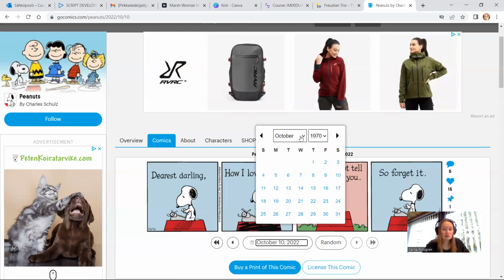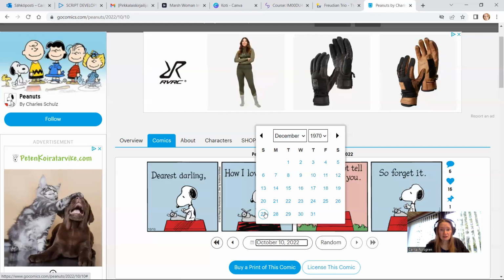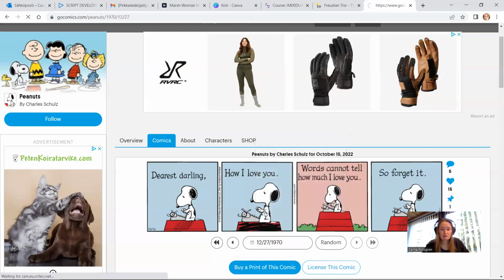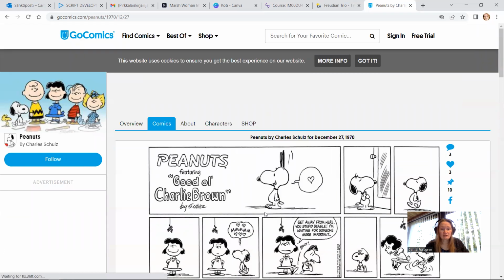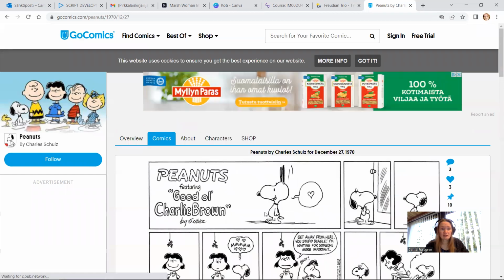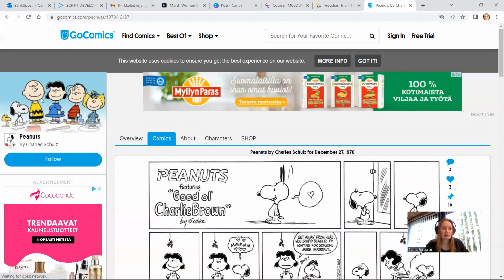Okay, and let's go to December 1970. December 27th, which is a Sunday strip. These are a little bit longer. You have probably heard of Snoopy, who is the dog of Charlie Brown, the guy with the round head. And Snoopy actually never quite remembers Charlie Brown's name. He always says "the kid with the round head."